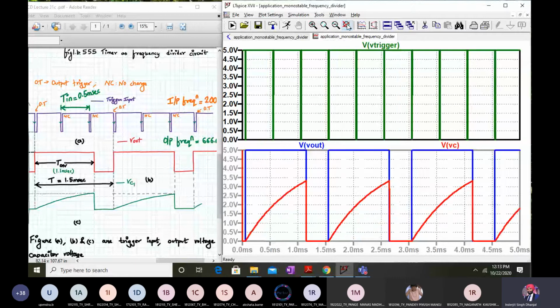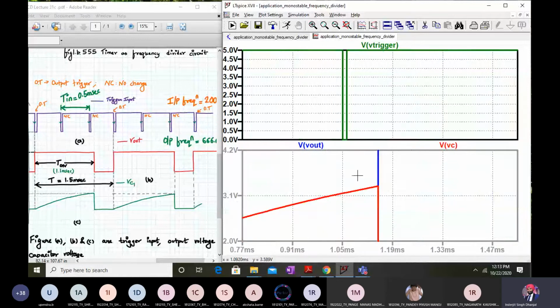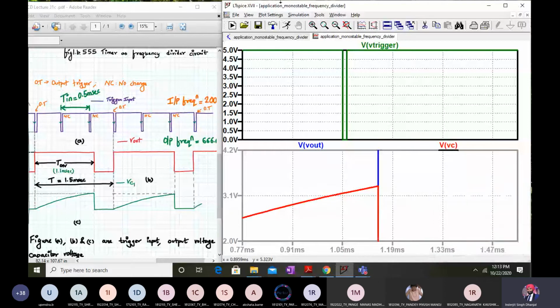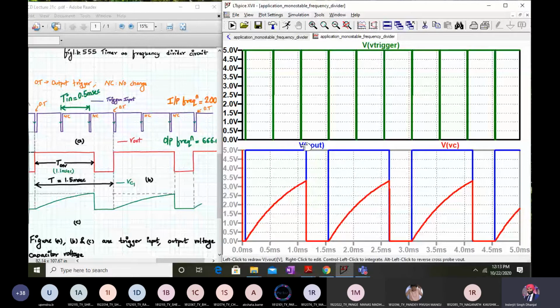And as shown in the theory, this is the capacitor voltage. It will reach 2/3 VCC. Can one of you tell me what is 2/3 of the VCC value? VCC is 5, so that means 10 divided by 3. How much is that? Is it 3.33? Yes, sir. So you can see over here 3.33. That means as soon as the capacitor voltage reaches 2/3 VCC, my output state will change. This is the first trigger pulse, second, third. At the fourth trigger pulse it is triggering again, so again my output is changing. This is the way the circuit will act as my frequency divider circuit.